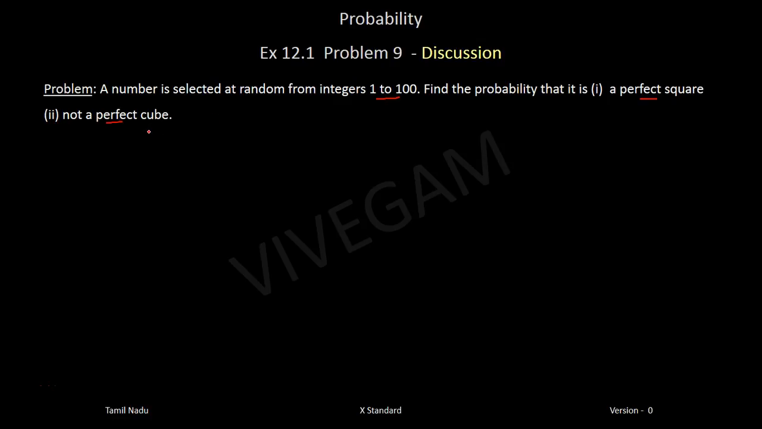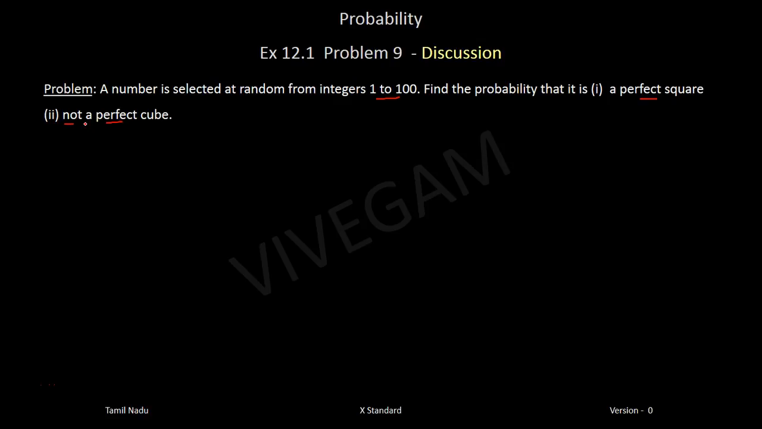For the second part, it is different, not a perfect cube. So, let's find first for a perfect cube and then 1 minus that probability will give you not a perfect cube. Okay, not means first find for perfect cube and then 1 minus of that value will give you not a perfect cube. So, what are the perfect cubes? 1 again is a perfect cube, 2 cube is 8, that is correct. Then 3 cube is 27, 4 cube is 64, 5 cube is 125, it is not applicable. So, only 4 outcomes are there for perfect cube.